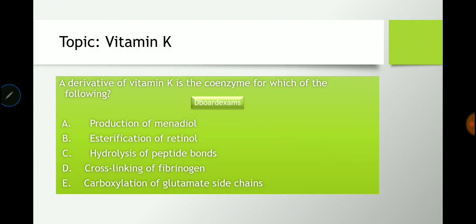Next topic. Vitamin K. All right, vitamin K. You have to know vitamin K. Don't go into the exam without knowing vitamin K. Vitamin K is very important, especially in patients taking certain blood thinners.